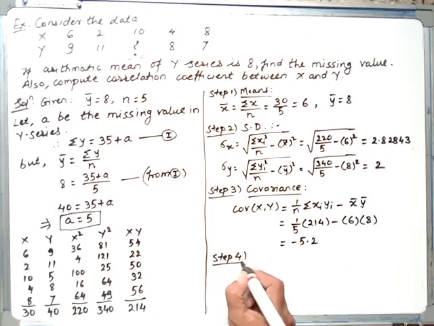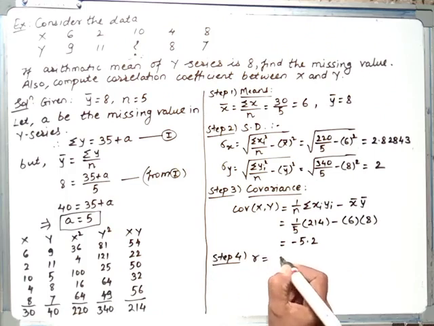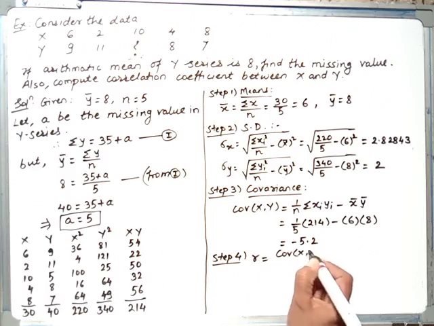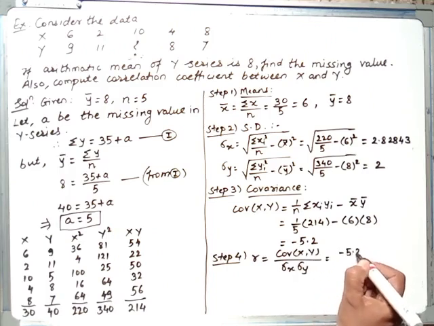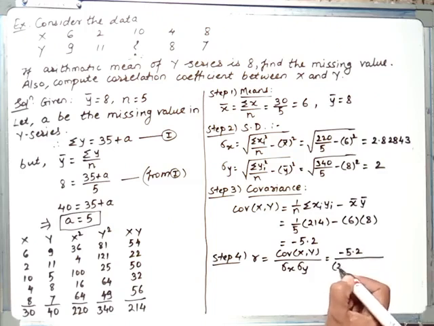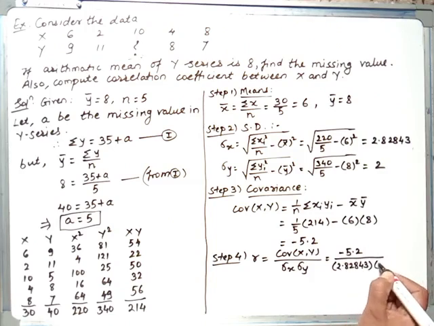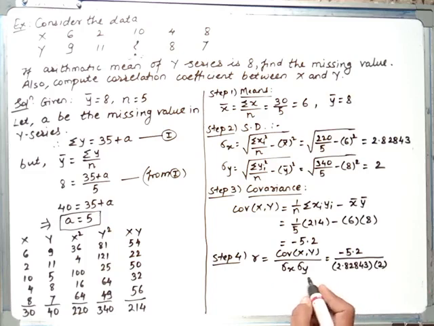Step 4. It is r, the covariance between x and y upon sigma x into sigma y. So this is minus 5.2 upon 2.82843 into 2. So this simplification is minus 0.91923. Therefore r is equal to minus 0.91923.